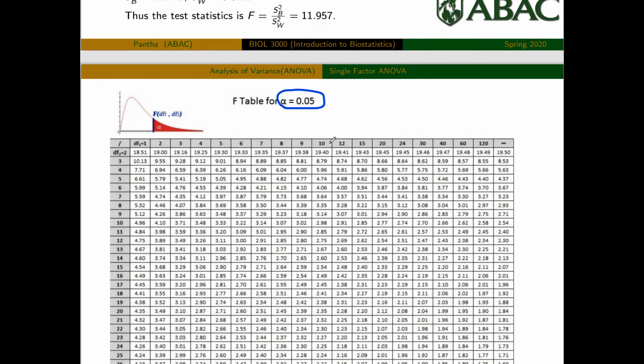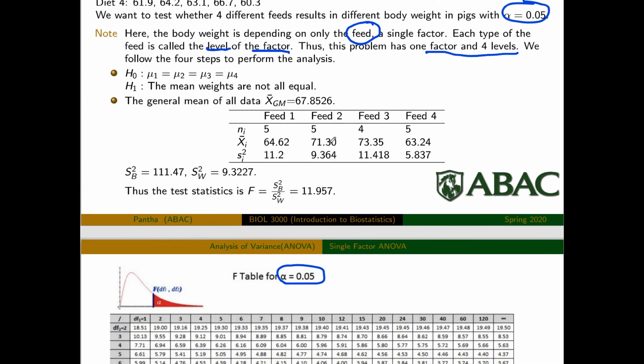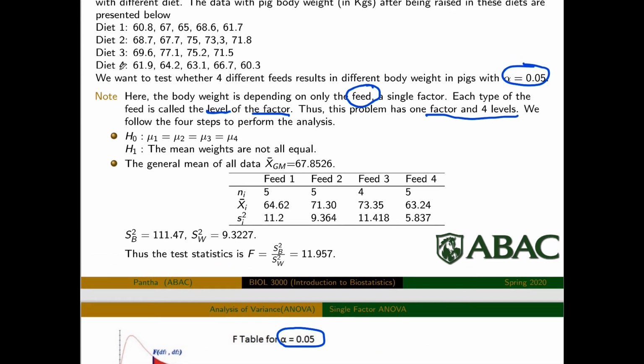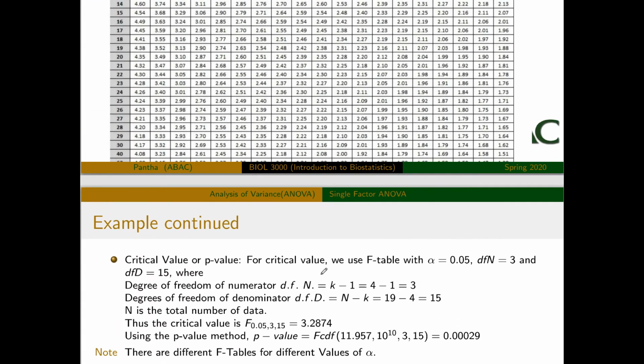Okay guys, now what is the degrees of freedom? How do I find the degrees of freedom of the numerator? Degrees of freedom of the numerator is k minus 1, that is the number of groups minus 1, right? So that is 4 minus 1, which is 3. Degrees of freedom of the denominator is n minus k. How much is n? N is 19, and k is the number of groups, that is 4. So 19 minus 4 is 15. So the degrees of freedom of the numerator is 3, of the denominator is 15, and n is the total number of data.